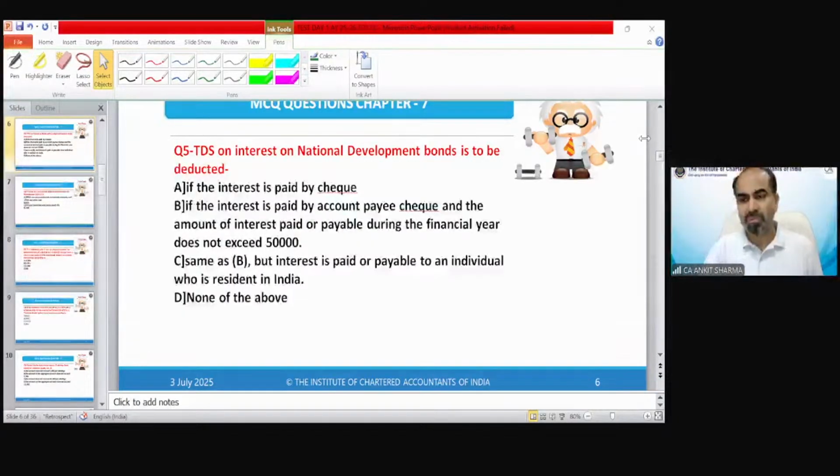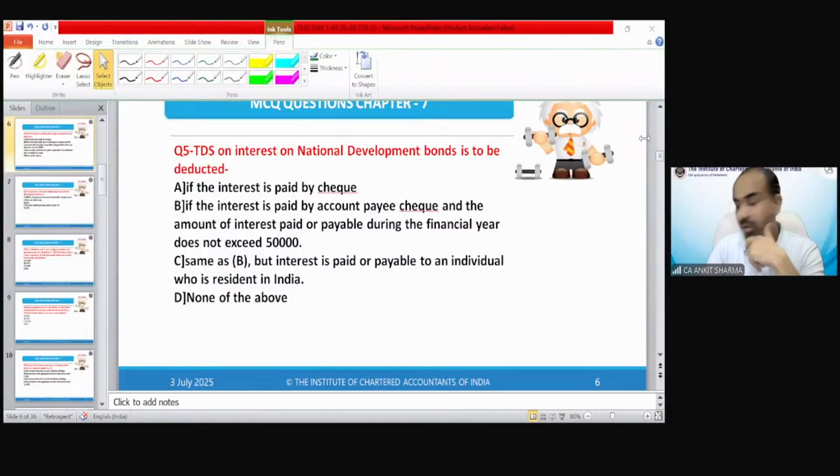Ishan is saying D. Pooja is saying D. Soumya is also saying D. Yash is saying D. Priya Mishra is saying D. Mr. M.A. is saying option C. And Moji is saying D.